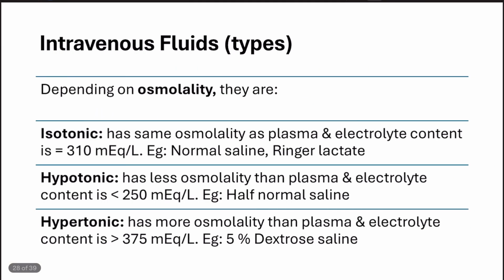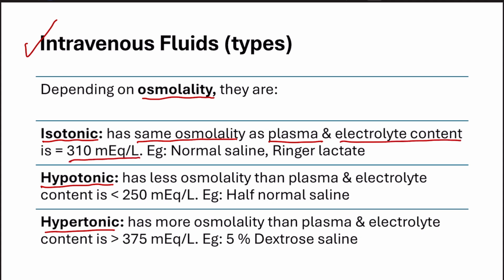Now let's discuss the crystalloids, that is the intravenous fluids. Depending on the osmolarity, they can be divided into the following categories: isotonic intravenous fluids, hypotonic intravenous fluids, and hypertonic intravenous fluids. Isotonic intravenous fluids will have the same osmolarity as that of the plasma, and the electrolyte content will be equal to 310 milliequivalent per liter.